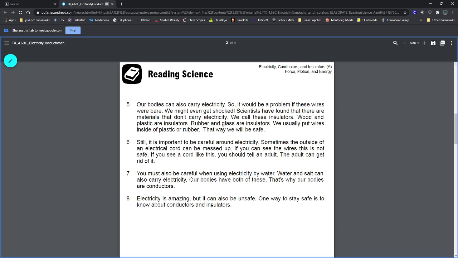You must also be careful when using electricity by water. Water and salt can also carry electricity. Our bodies have both of these. That's why our bodies are conductors. Electricity is amazing, but it can also be unsafe. One way to stay safe is to know about conductors and insulators.